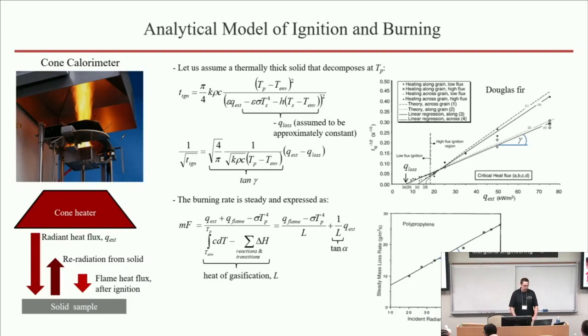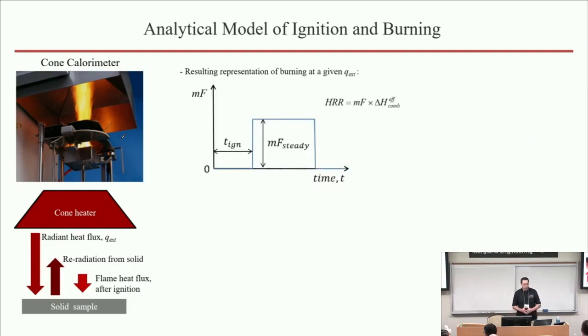Now, if you wrap it all up, we're talking about an assumption that the dynamics of the burning of a given solid is expressed like this. You have basically a burning rate that is represented by a square wave, where the start of the square wave is assigned to the time to ignition, and the height of the square wave is determined by your heat of gasification and the net heat flux from external sources and the flame on the surface of the material.